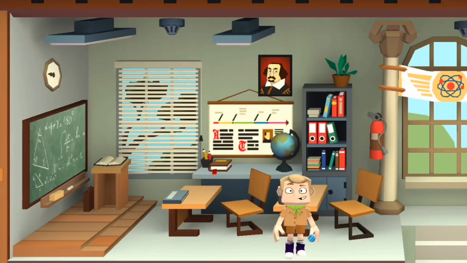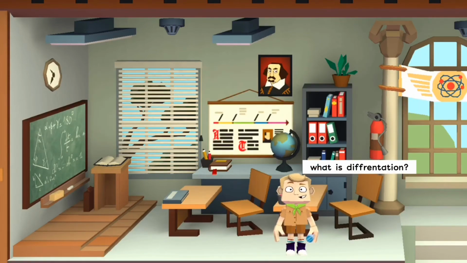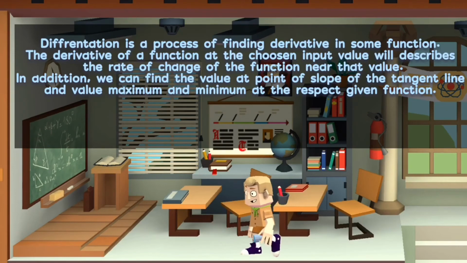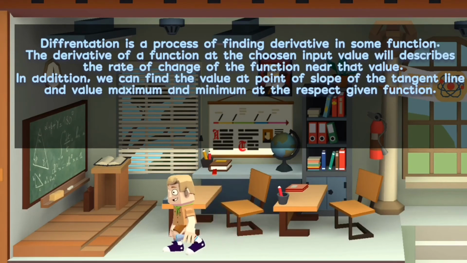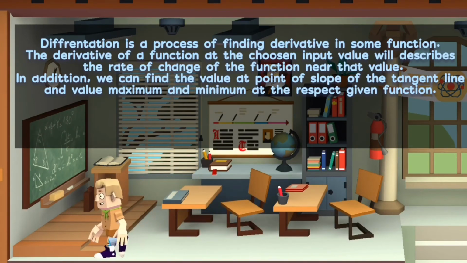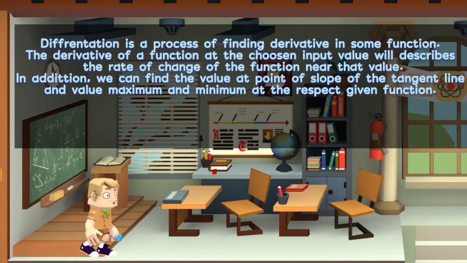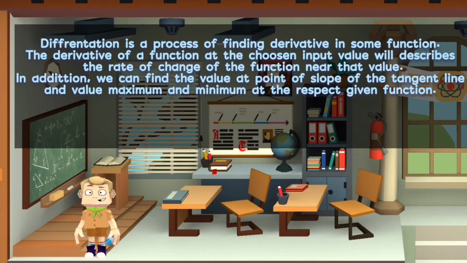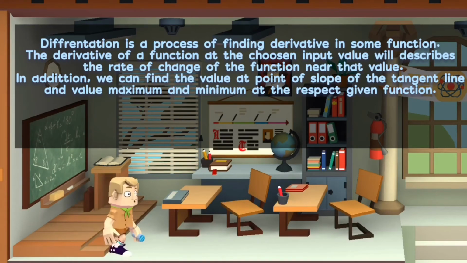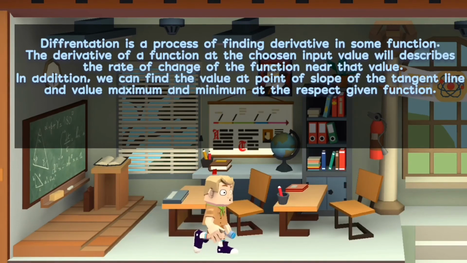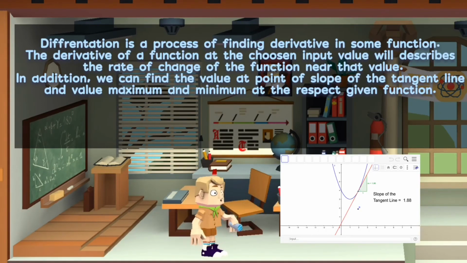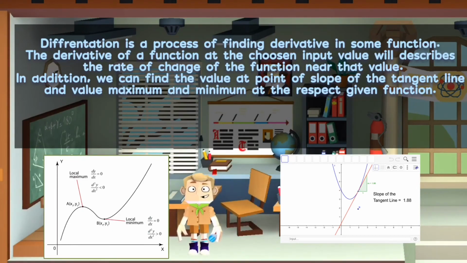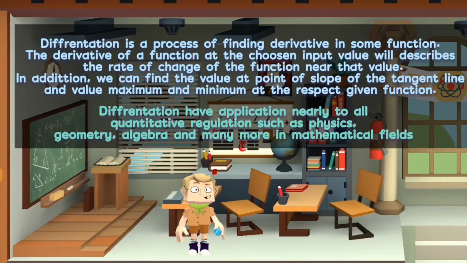But first of all, we need to know what is differentiation. Differentiation is a process of finding the derivative of a function. The derivative of a function at the chosen input value describes the rate of change of the function near that value. In addition, we can find the slope of the tangent line at a point, and the maximum and minimum values of the given function.